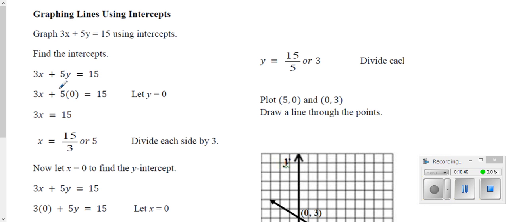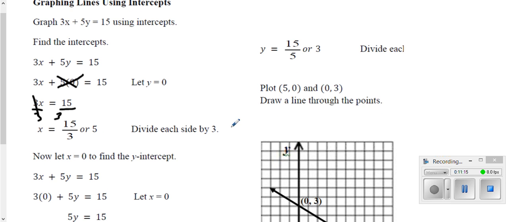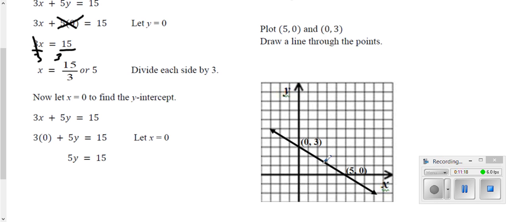And of course, this just goes away now. 5 times 0 is 0, so we end up with 3x equals 15. And then they went ahead and divided both sides by 3. And we get, this cancels out, x equals 15 divided by 3, which equals 5. So the x-intercept is 5, or the point (5, 0). And they went ahead and graphed it right here. Here's (5, 0). It's on the x-axis, positive 5: 1, 2, 3, 4, 5.